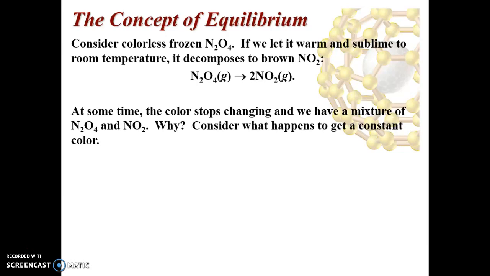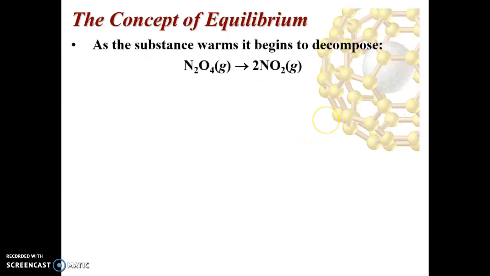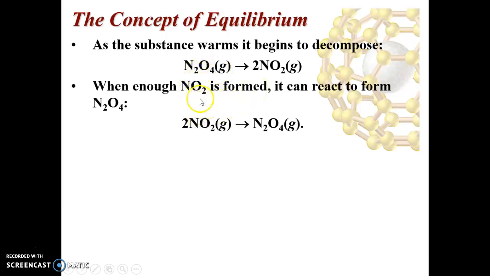At some time, however, that color is going to stop getting darker brown. So you're not going to generate a complete 100% conversion to NO2. You wind up with a mixture of both the reactant N2O4 and the product NO2. So consider what happens in order to get this constant color. As the substance warms, it begins to decompose. So here's the reaction that's going to take place. But as soon as enough NO2 forms, what happens is the reverse reaction. The NO2 starts colliding, and you wind up forming the N2O4 that you started with.